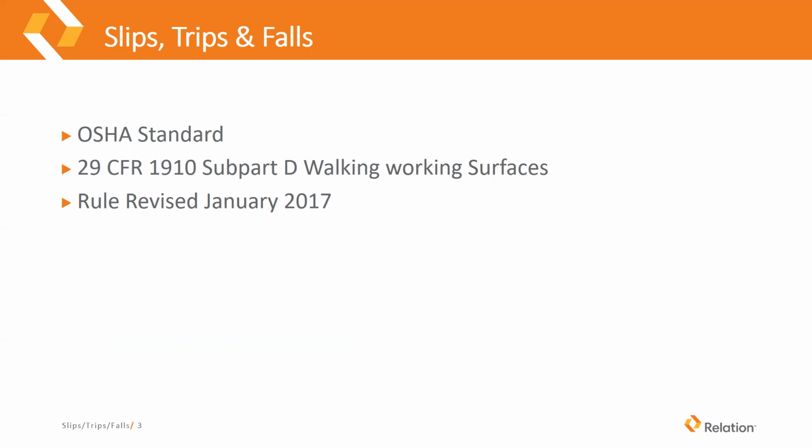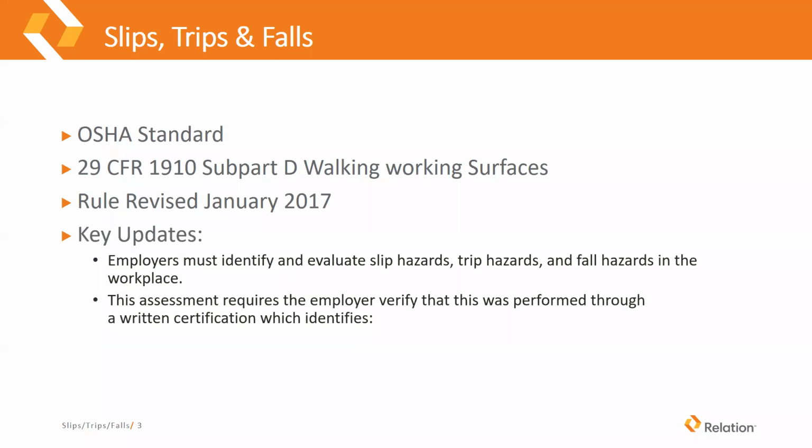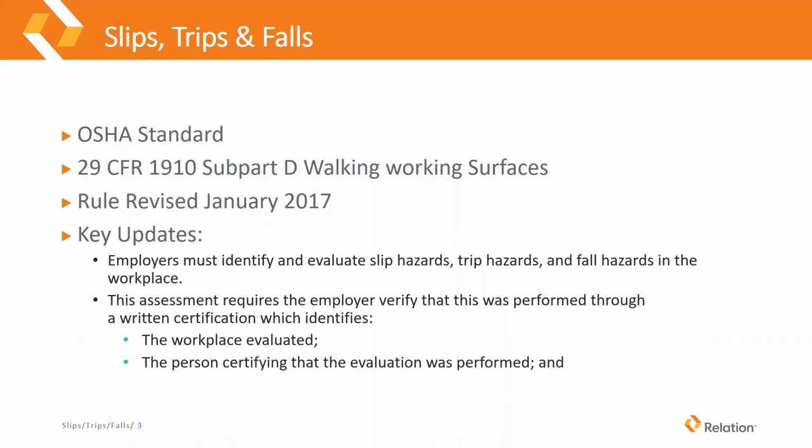walking working surfaces. This rule was revised around January 2017, and they didn't throw out the old rule completely. They updated a lot of things that needed to be updated. So some of the key updates were employers must identify and evaluate slip hazards, trip hazards, and falls in the workplace. This assessment requires the employer to verify that this was performed through a written certification which identifies the workplace evaluated, the person certifying that the evaluation was performed, and the dates of the hazard assessment.